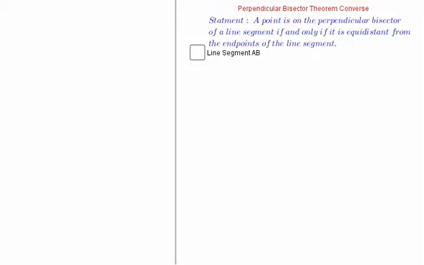So this is the statement of the theorem. A point is on the perpendicular bisector of a line segment if and only if it is equidistant from the endpoints of the line segment.